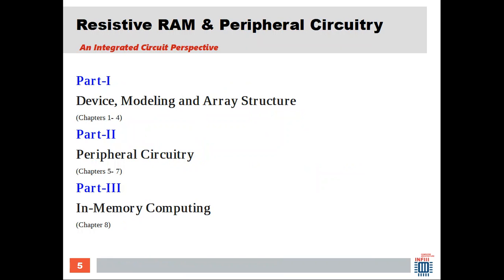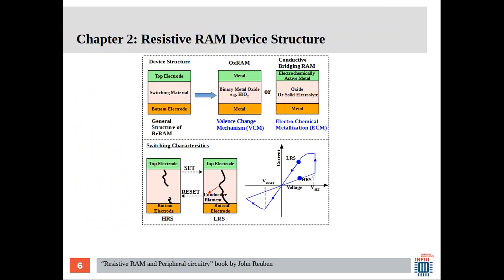Basically, the book has three parts. The first part is about the device, modeling and the array structure: how these devices are integrated to form an array. The second part is about the peripheral circuits around the memory array, with three chapters, 5, 6, and 7. The last part is about in-memory computing, because that is the trend now, that we want to move computing to the memory, because of the von Neumann bottleneck. I'll quickly go through the three parts and each chapter, just a quick view.